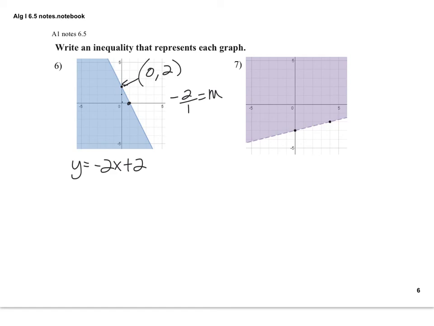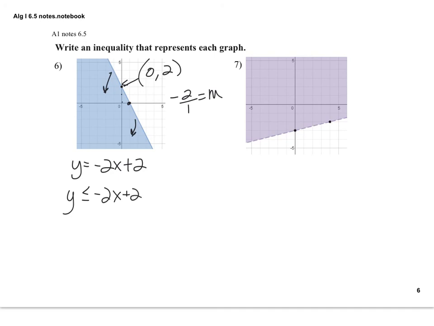But we're looking for an inequality, and because it's a solid line, I know that I'm going to be dealing with a y is less than or equal to. And I also know it's going to be y is less than because this region here is shaded. Okay, so my y value has to be everything on this side of that. That tells me which direction my inequality is headed. All right, so then I just plug in the rest of my equation that I had figured out.